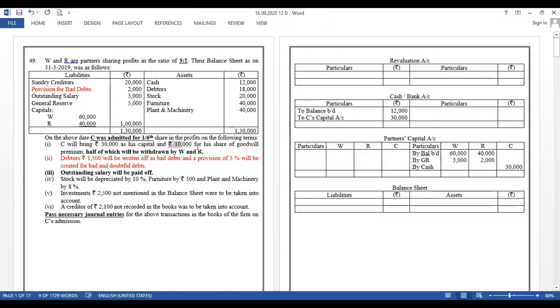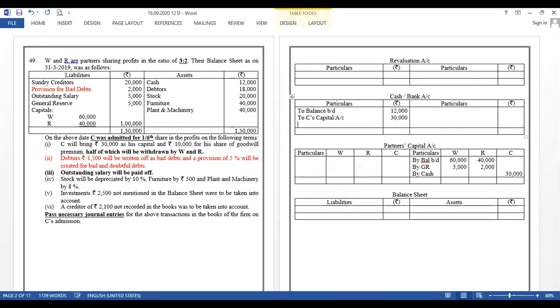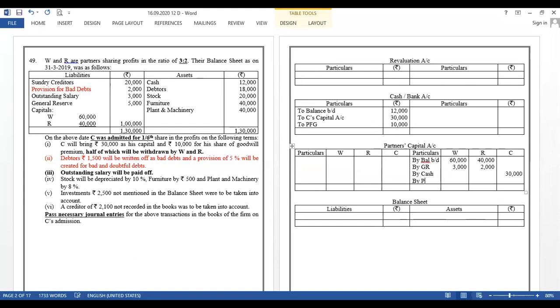Now rupees 10,000 for his share of goodwill premium. He brings in rupees 10,000 as premium for goodwill. Let us repeat those two entries: cash to PFG, PFG to partners. In the cash account, debit to PFG, the amount brought in is 10,000. The premium for goodwill account is not maintained over here. Second entry, premium for goodwill to the sacrificing partners in their sacrificing ratio. As I told you earlier, no mention of sacrifice is there, so it is assumed that the existing partners sacrifice in their old ratio, that is 3:2. So let me go to the partners' capital account, by premium for goodwill.